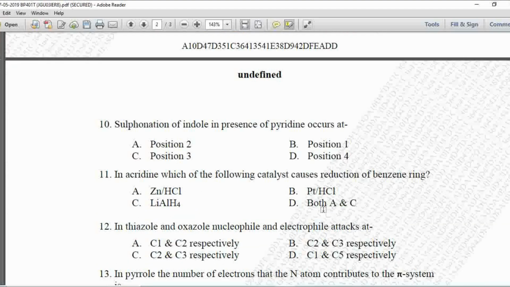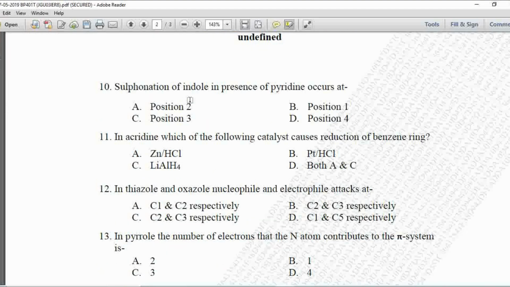Next MCQ 10. Sulfonation of indole in presence of pyridine occurs at option A is position 2, option B is position 1, option C is position 3, and D is position 4. So correct option for this MCQ, that is sulfonation of indole in presence of pyridine occurs at position 2. So option number A is correct.